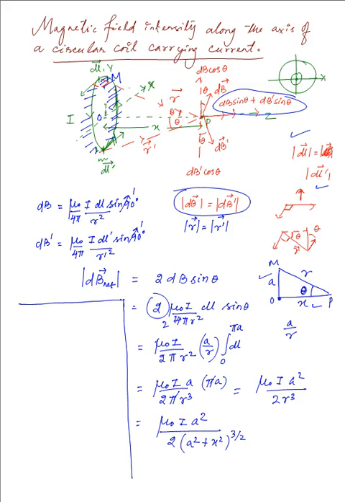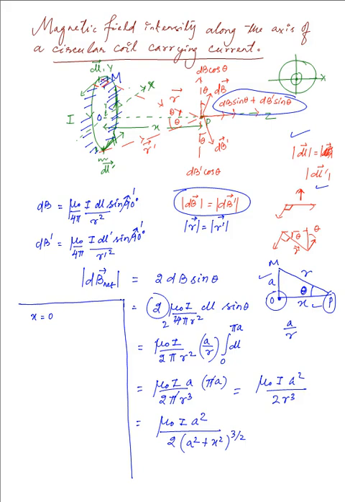The case is that if I consider x to be equal to 0, that is the axial distance to be 0, then that point P that we saw over here will coincide with the center of the circle. That is, x being 0, P coincides with the point O, which is actually the center of the circle. So now we are trying to find the magnetic field at the center of the circular coil, which is carrying current.